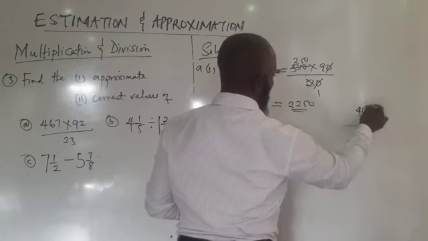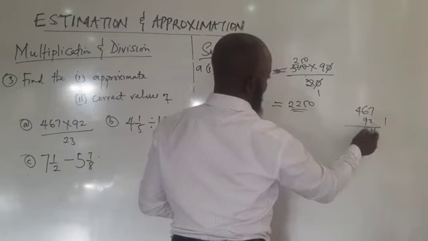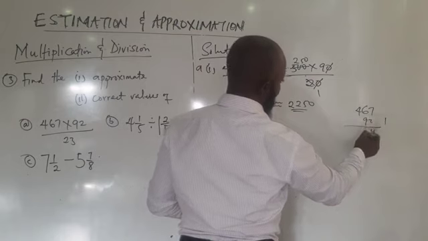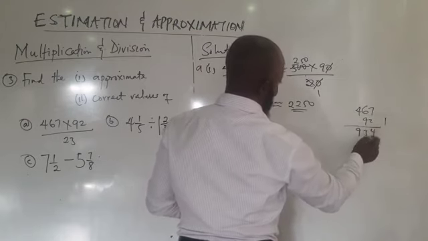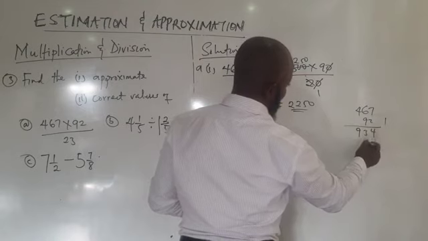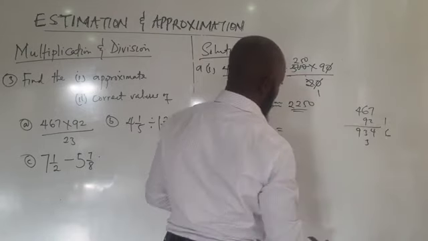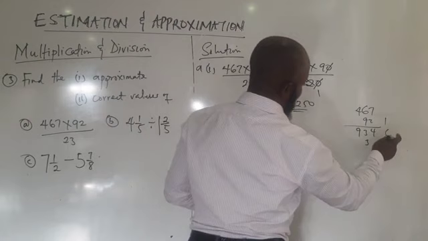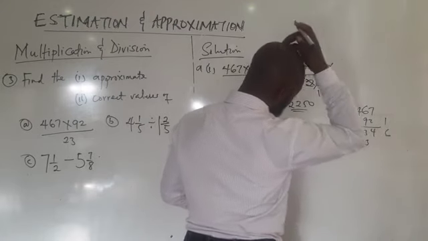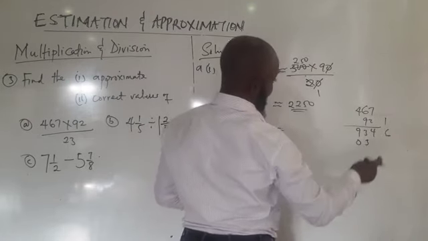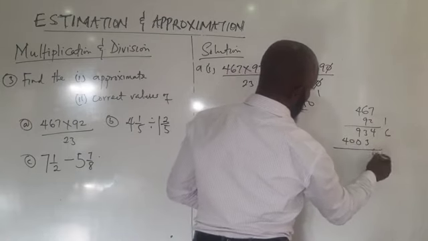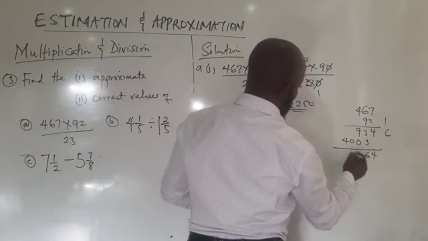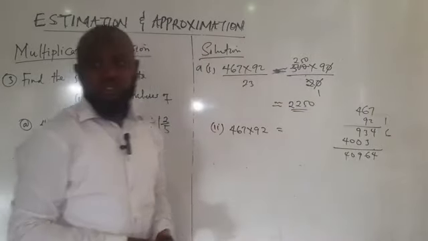Or use calculator. This is 14. Carry 1. This is 12. 13. Carry 1 again. That is 8. That is 9. So 9 times 3. That is 63. Carry 6. 9 times 6. That is 54 plus this 6. Carry 6. 9 times 4. That is 36 plus 6. That is what? 40. We add this together. That is 46904. So let's use calculator.